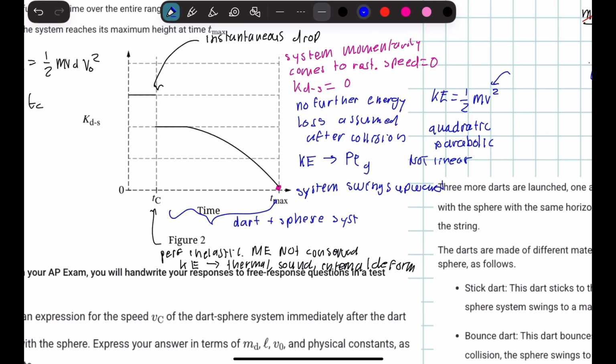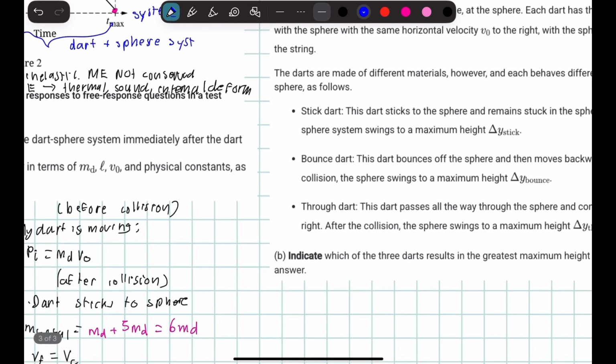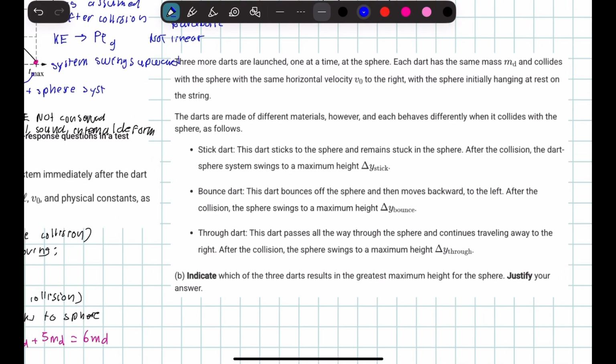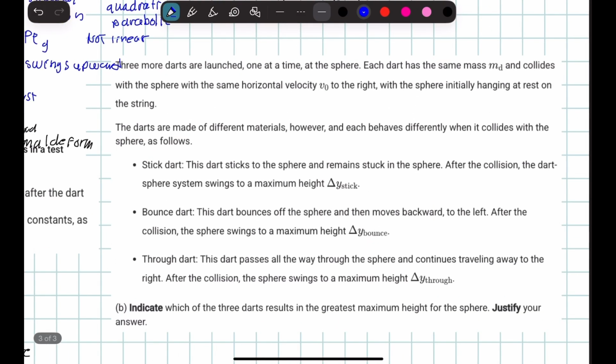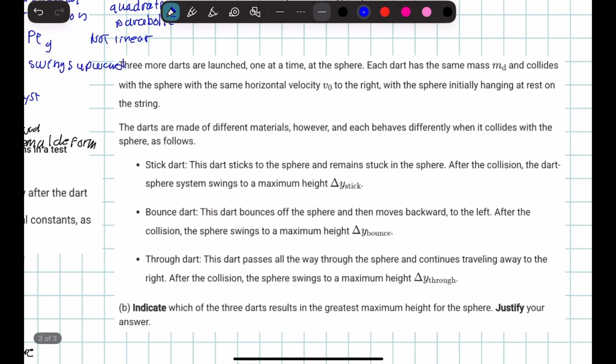So it's a curve. Anyways, now that we fixed that, we can move on to part B. Three more darts are launched, one at a time, at the Earth. Each dart has the same mass, md, and collides with the sphere with the same horizontal velocity, v initial, to the right, with the sphere initially hanging at rest on the string.